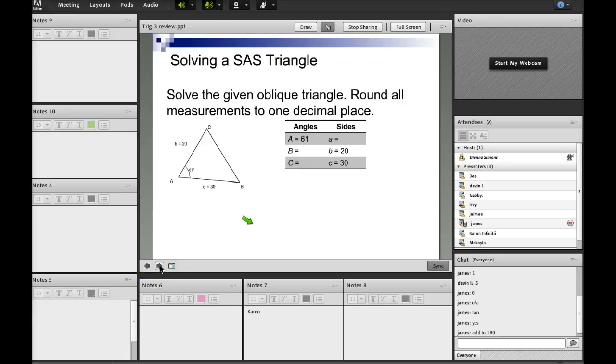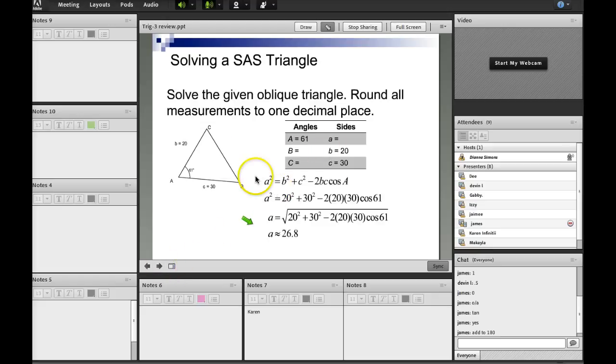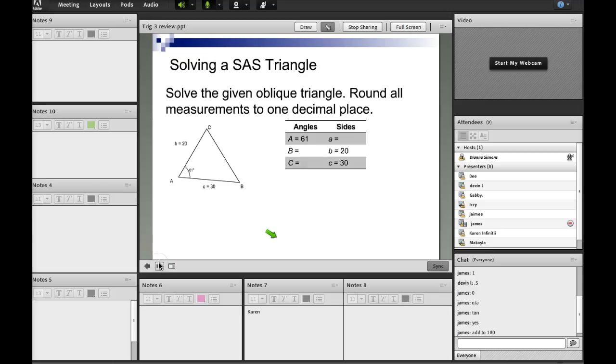You're going to use the law of cosines when you know 2 sides and the angle between them. And again, if I wanted to know side A, this is what I would use: B squared plus C squared minus 2BC cosine of angle A. And it's just calculator work. You have to understand which side you want to solve for, pick it out, and make sure you're using the correct equation. Okay, so side A is 26.8.